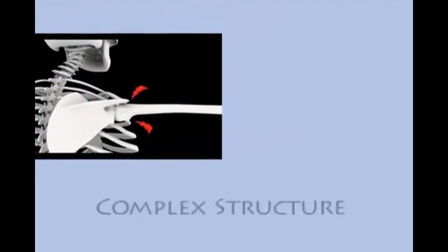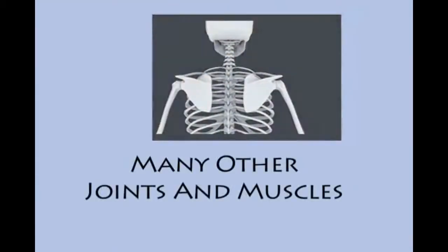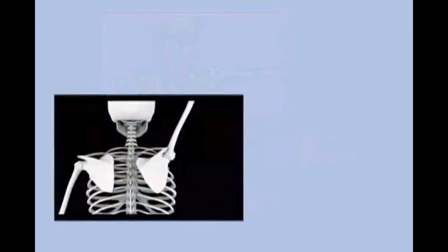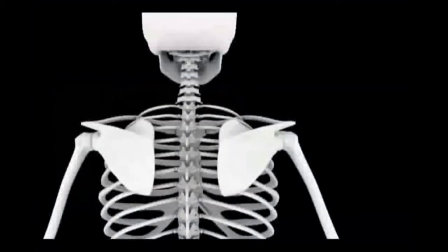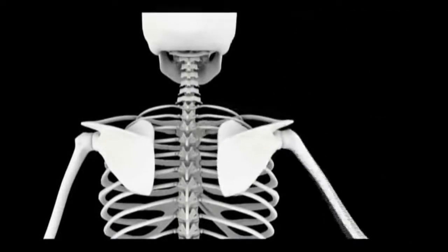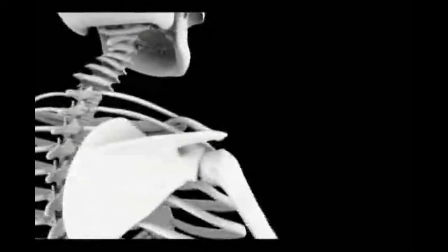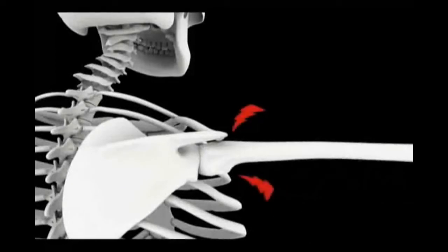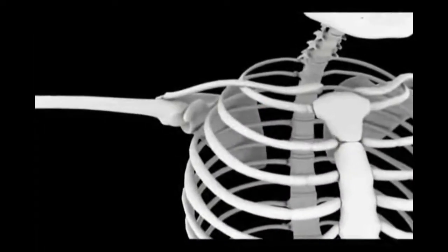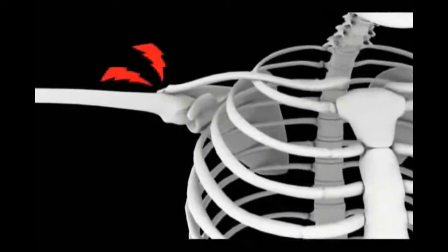The shoulder joint is a complex structure that employs the use of many other joints and muscles to conduct the full range of movements realized in a healthy shoulder joint. Normally, the upper arm bone, known as the humerus, can move freely in abduction 180 degrees. Frozen shoulder syndrome sufferers have a severe loss of abduction, usually accompanied by considerable pain.